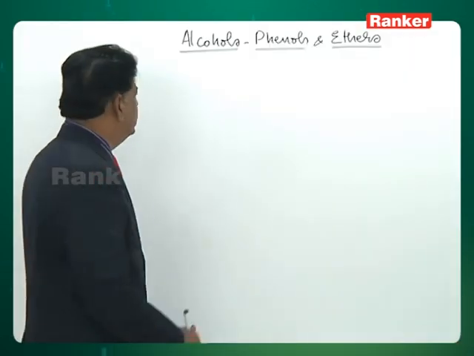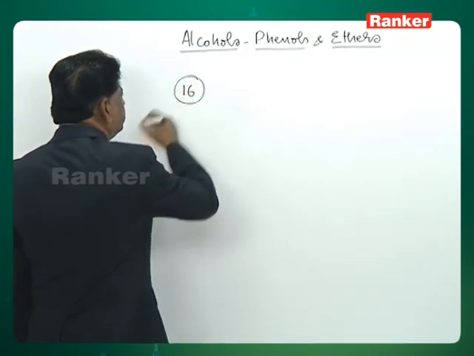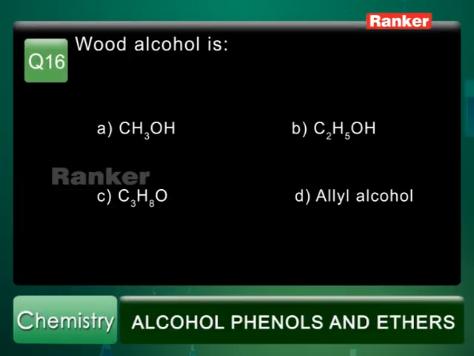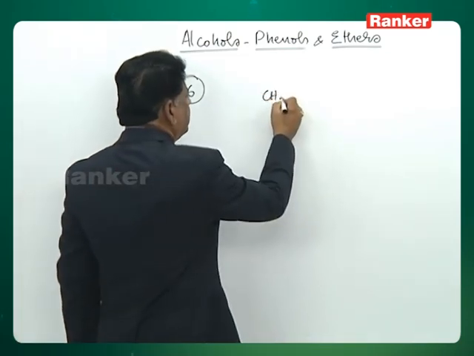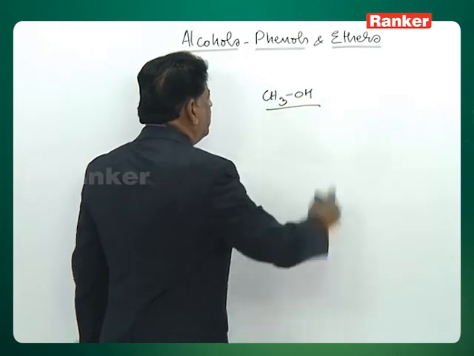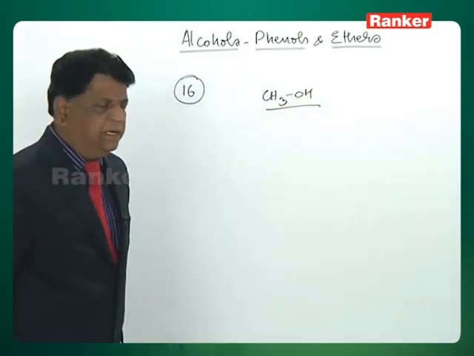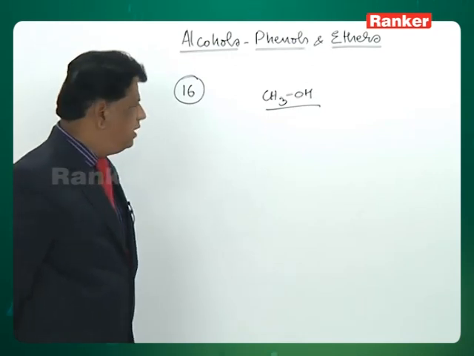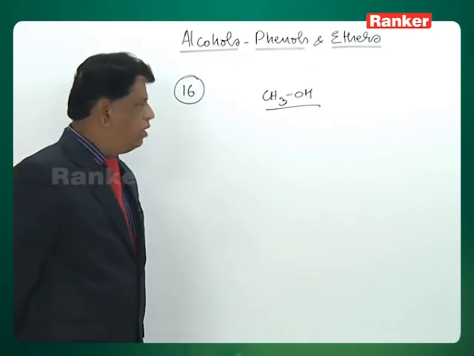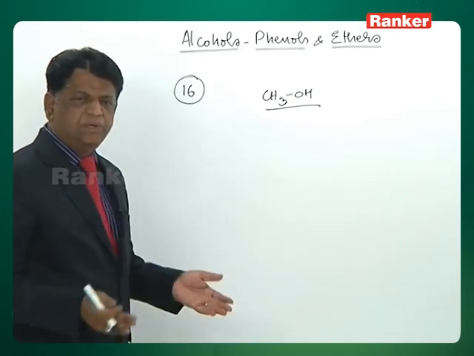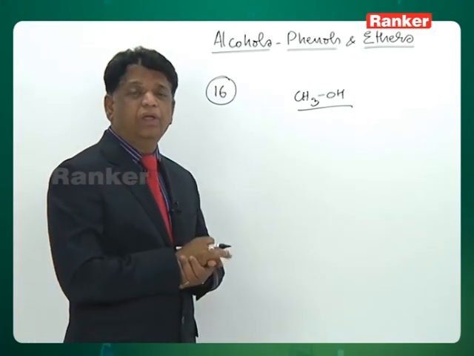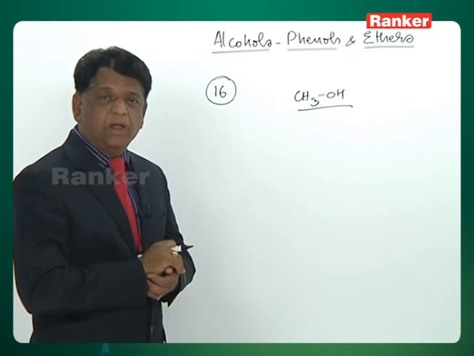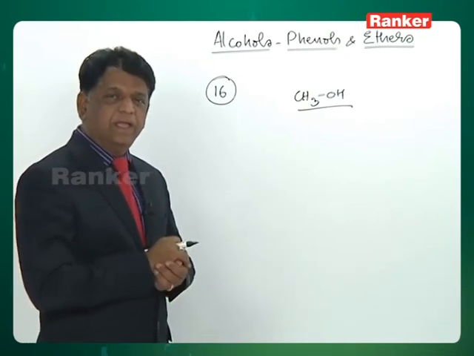So let's go for the 16th question. Wood alcohol: most vegetables on distillation will give ethyl alcohol. Methyl alcohol, the methanol, is also called methyl spirit. In many cases it is used in medicine, but people drink ethyl alcohol, and to make a difference between ethyl alcohol and methanol, sometimes ethyl alcohol is mixed with methanol in order to stop the drinking or misuse of ethyl alcohol.